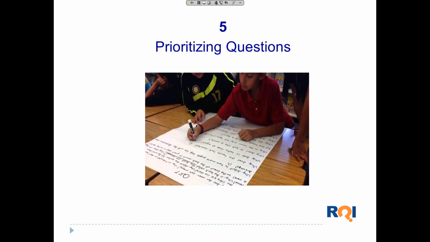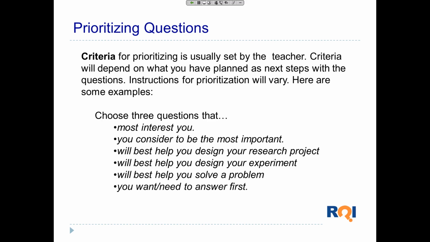Now they've got this whole list of questions, and two of them have been modified to change their form. What we ask them to do next is prioritize their questions. You're leading and facilitating the discussion, and you can shape the conversation around some criteria for prioritizing as a group: questions that are really of interest to them, questions they think are the most important to answer, maybe questions that will help them design an experiment or project or solve a problem.